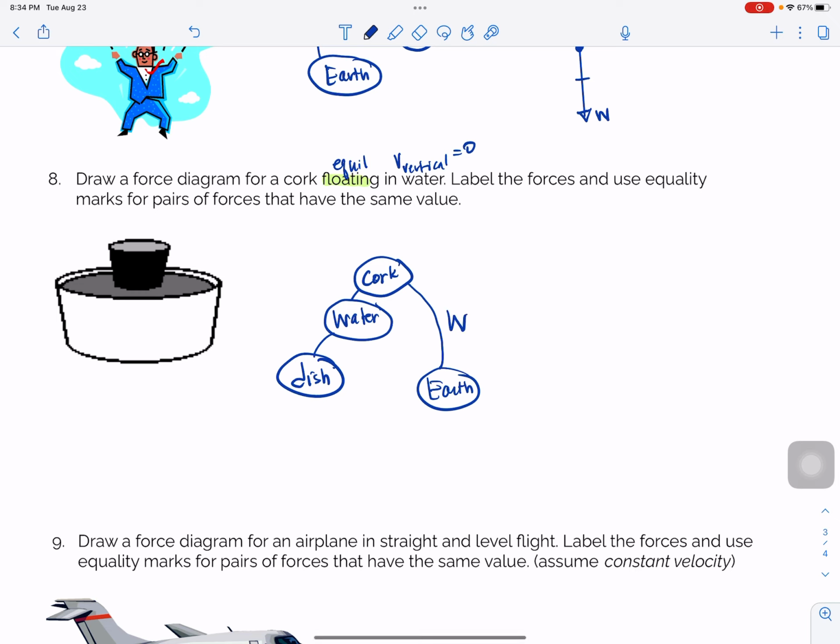So that is weight. Now, you might want to put on that between the cork and the water, we have the perpendicular force. That perpendicular force is only true for solid objects. And instead, this is a buoyant force, or the force of buoyancy.